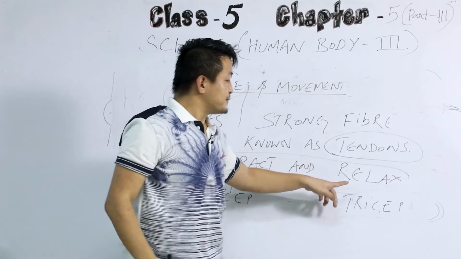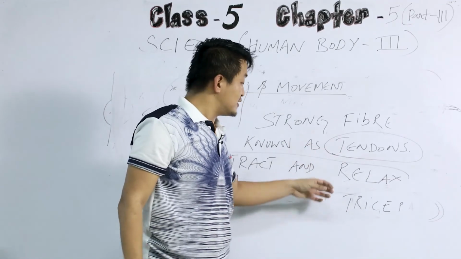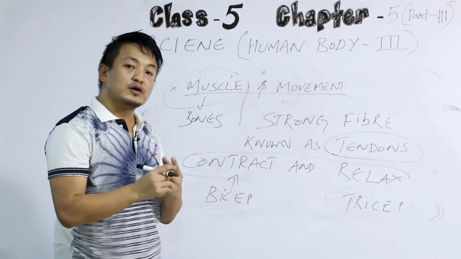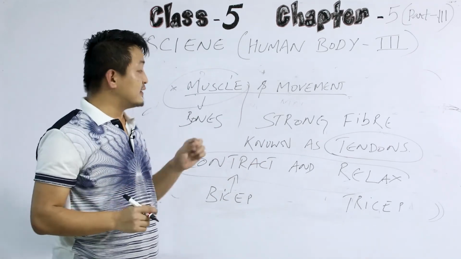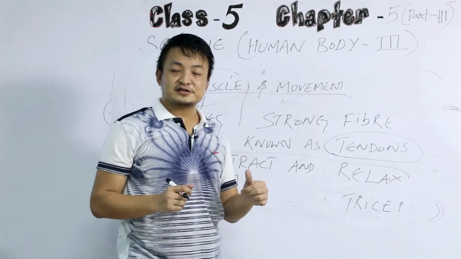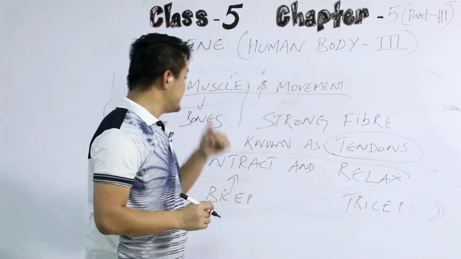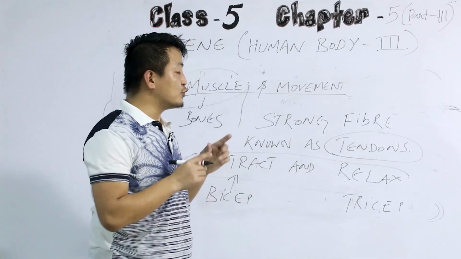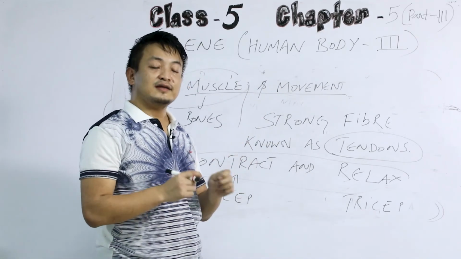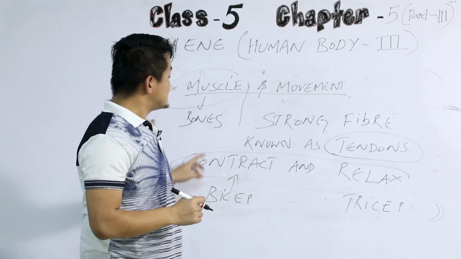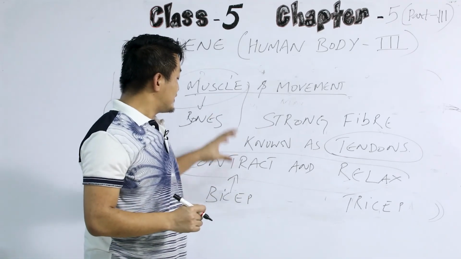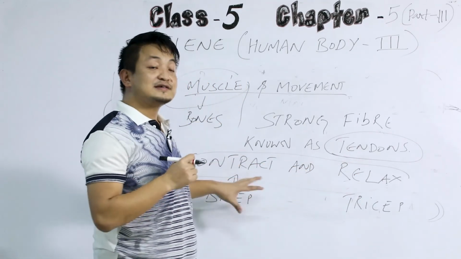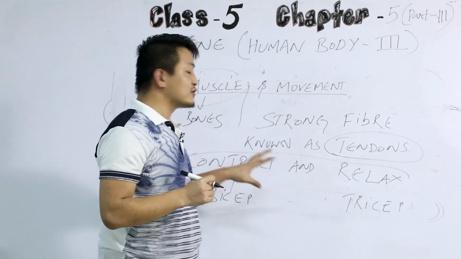Now, when the tricep contracts, the bicep relaxes. They work together in pair, and they work in opposite direction, okay? Just keep this in mind. The muscles inside the human body work together in pair and in opposite direction. Such as, one example is, when our bicep contracts, the tricep relaxes, right? Now, when the bicep relaxes, the tricep contracts.